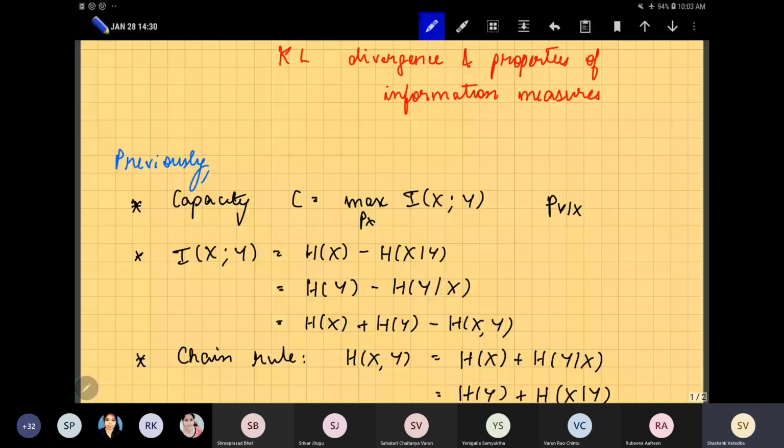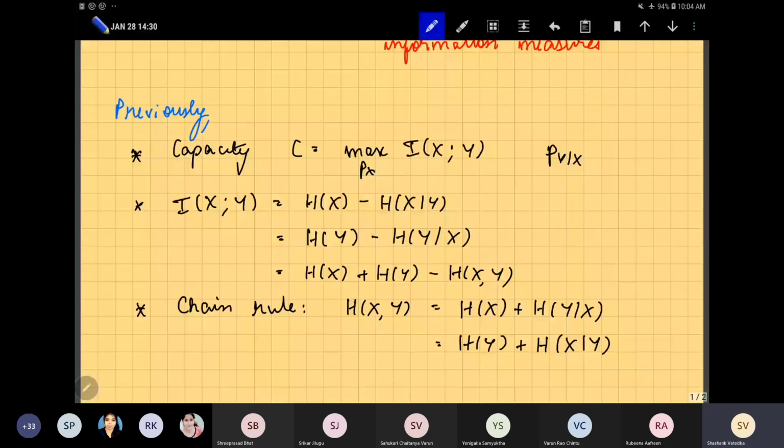But the maximum over the mutual information gives you the maximum possible rate at which you can transmit across that channel. We also saw the relationship between the mutual information and the entropy. So the mutual information I(X;Y) is equal to H(X) minus H(X|Y). But the mutual information is also symmetric, so I(X;Y) equals I(Y;X), and this is also equal to H(Y) minus H(Y|X).